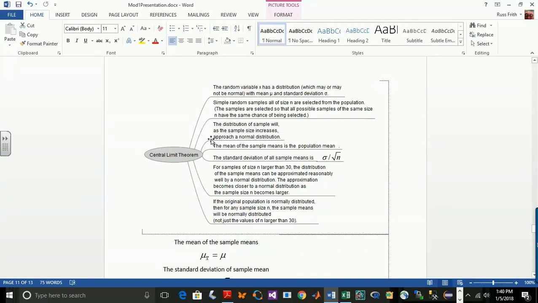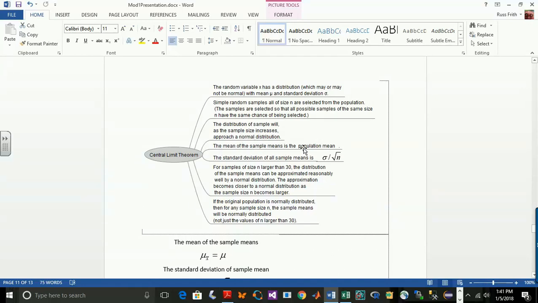The distribution of a sample will, as the sample size increases, approach a normal distribution. Okay, so that's one of the things you should strive for when you sample your population, and that's one thing I tried to ask a number of you in your discussion posts. What kind of sample do you have? And so you want a sample large enough that comes close to having a normal or near normal distribution.